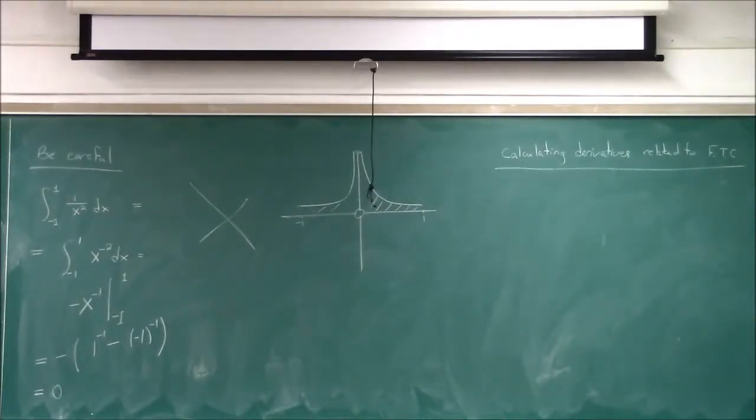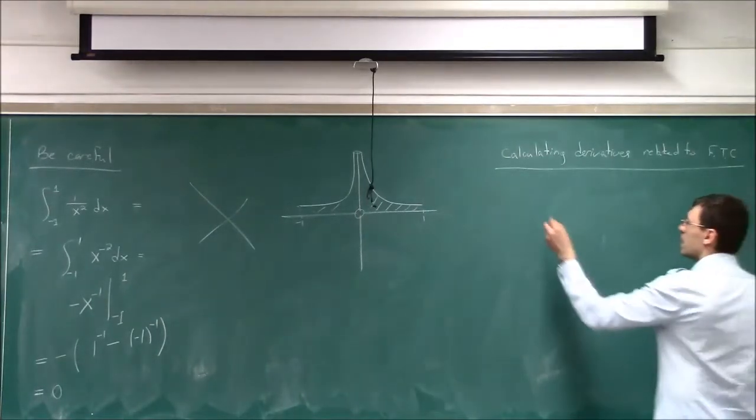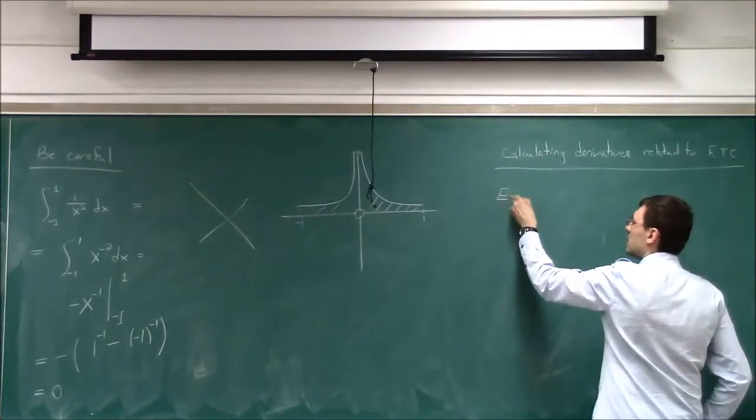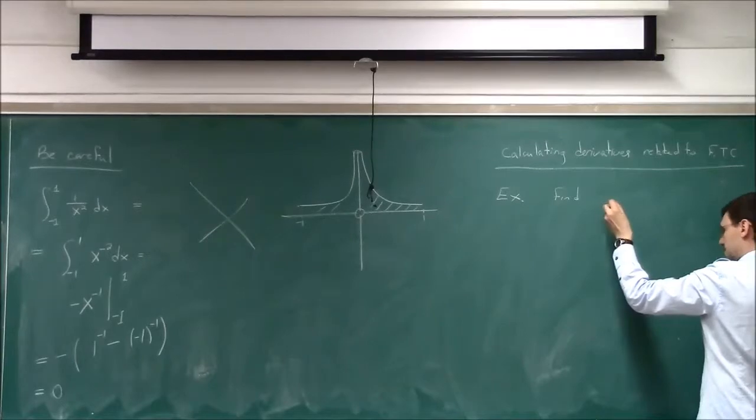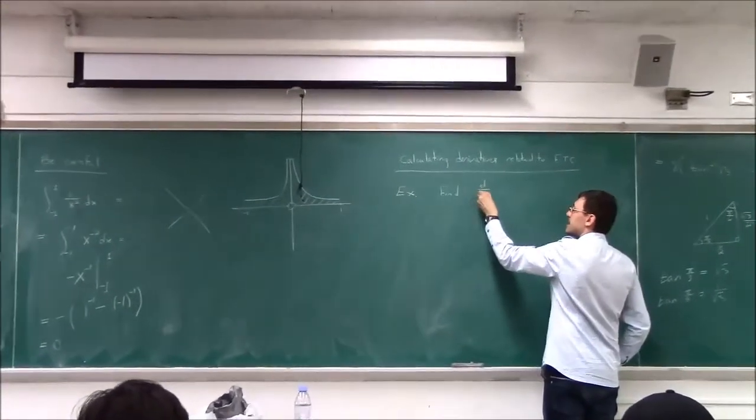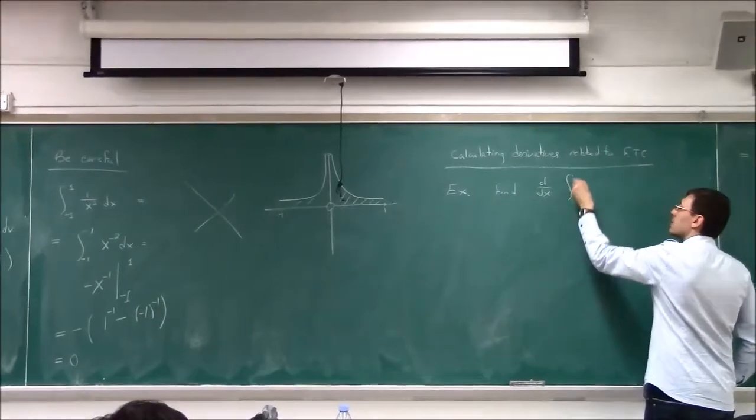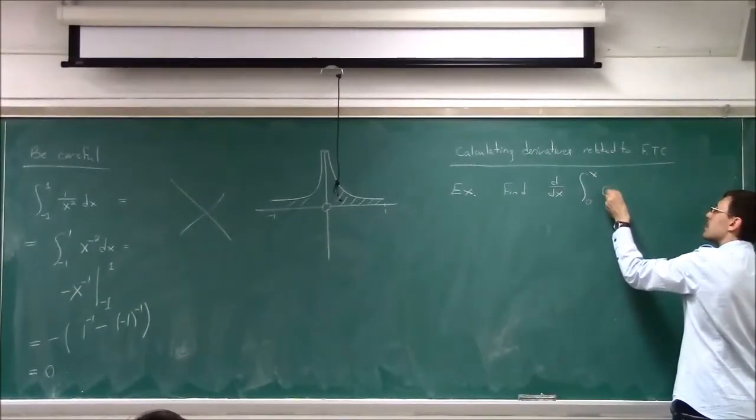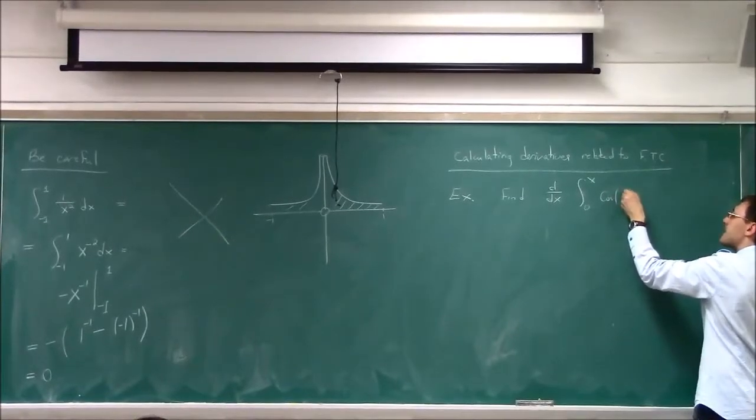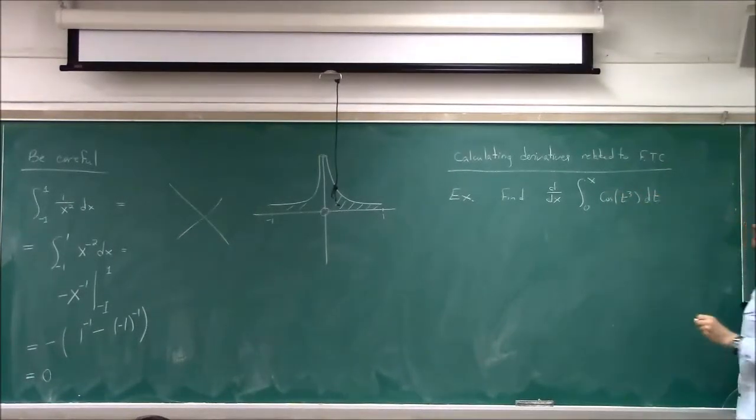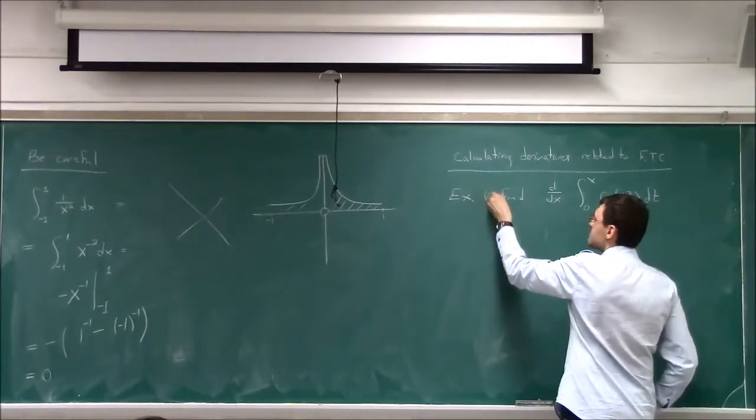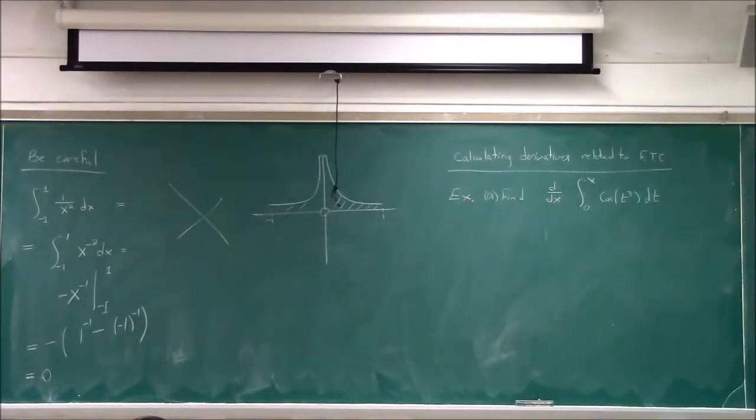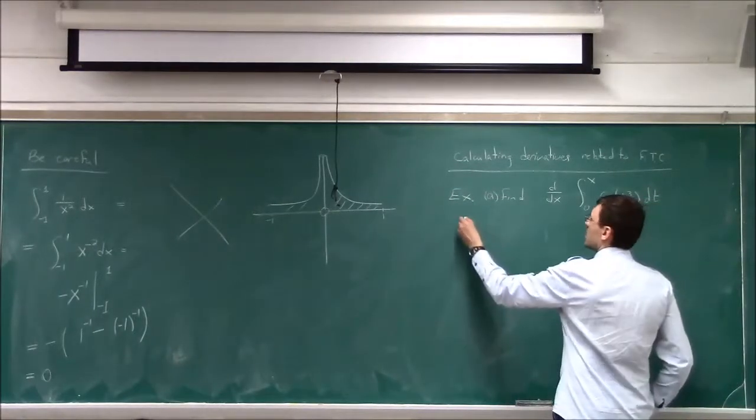All right, so calculating derivatives related to the fundamental theorem of calculus. Let's try this example. Example, find d/dx of the integral from 0 to x of cosine of t cubed dt. What's the derivative of this? So that's example A. What's the derivative? So, answer.